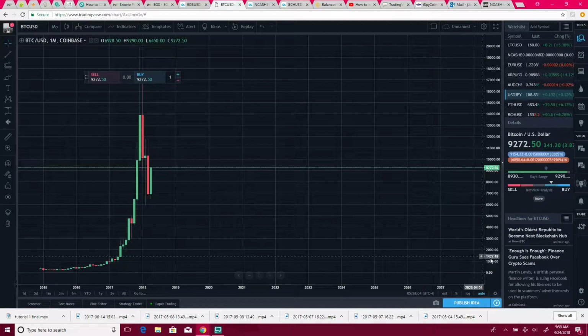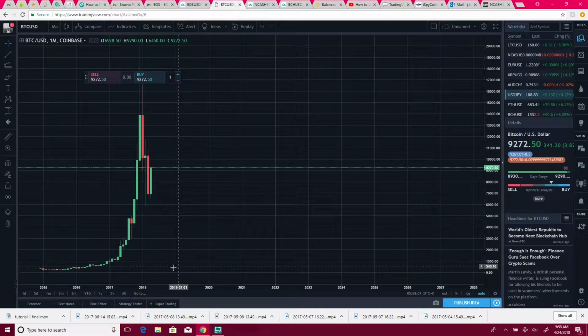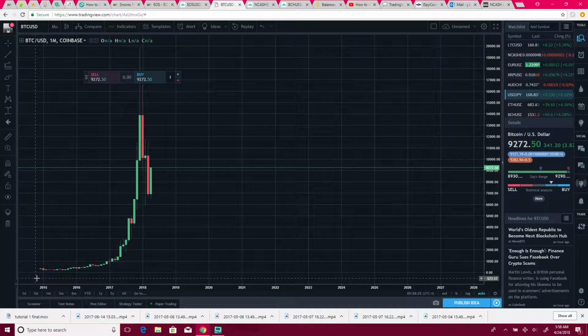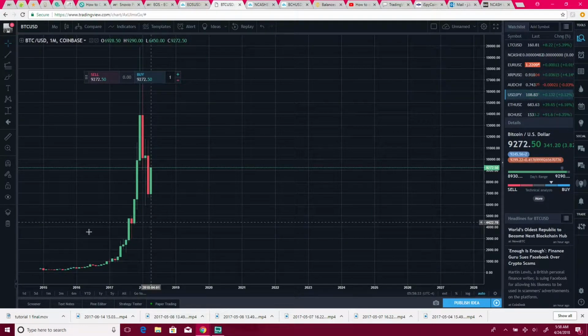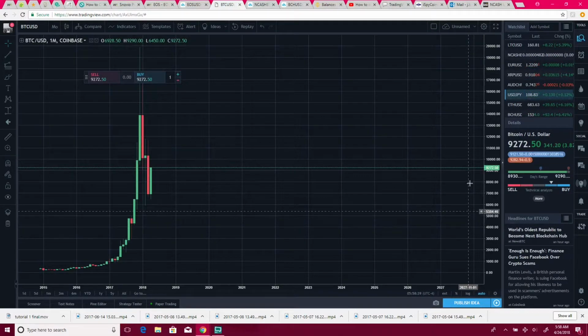On this bottom axis, this x-axis, you're always going to see time. It's always going to have time. On the y-axis, this vertical axis, it's always going to have price. This is the value. Okay, so it goes from left to right. You can see back here, this is 2014 until currently 2018. You read this from left to right, and the price is on the y-axis.